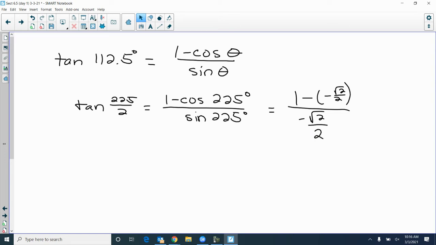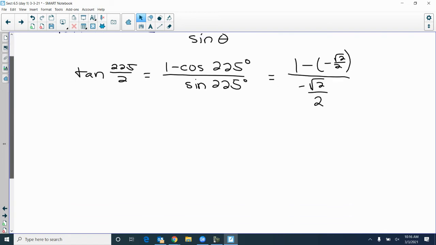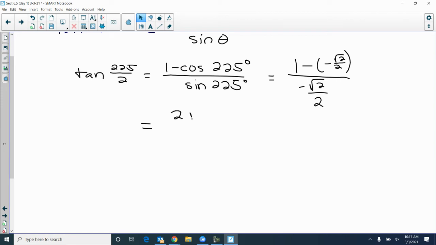Now here's where it just gets messy, simplifying and getting the proper form. And this is where I do think I see a lot of issues just dealing with fractions: adding them, dividing them, getting common denominators. That's probably the biggest mistake I see. Make this 2 over 2. Minus a negative becomes plus, so it should be 2 plus square root of 2 over 2, over negative square root of 2 over 2.